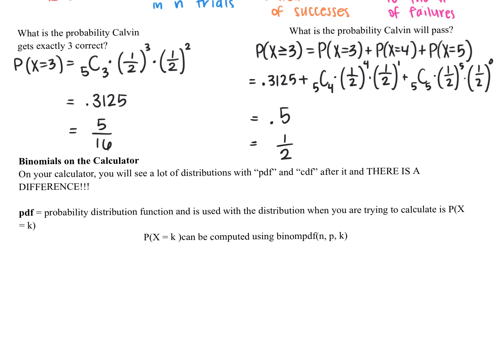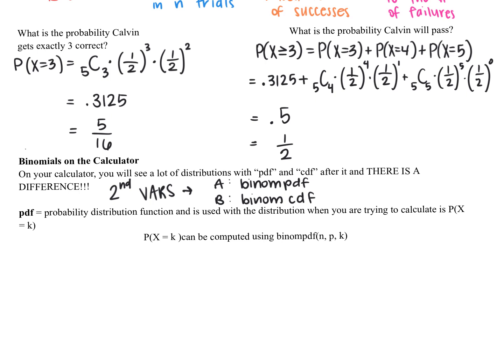So on your calculator, we are going to look at calculating a binomial distribution on the calculator. So in order to get to the formula, you do second vars. And then if you keep scrolling down, we are going to go to the letters A and B. So A is going to say binomPDF, and B is going to say binomCDF. Okay? There is a difference between those two formulas.